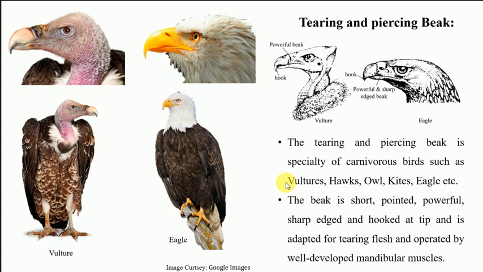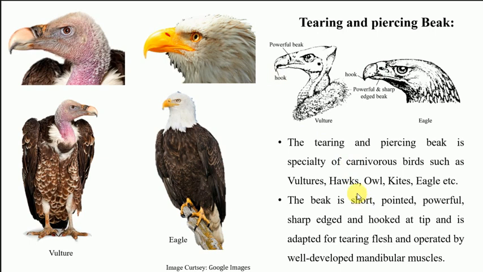The next one is the tearing and piercing kind of beak. Now this tearing and piercing beak is a specialty of the carnivorous birds such as the vulture, hawk, owl, kites and eagles. So all these are examples of carnivorous birds which feed on carrion as well as flesh. And to remove the flesh from the bones, they are provided with a very strong beak, which is often provided with a very sharp hook, which is a characteristic of the tearing and piercing beak.